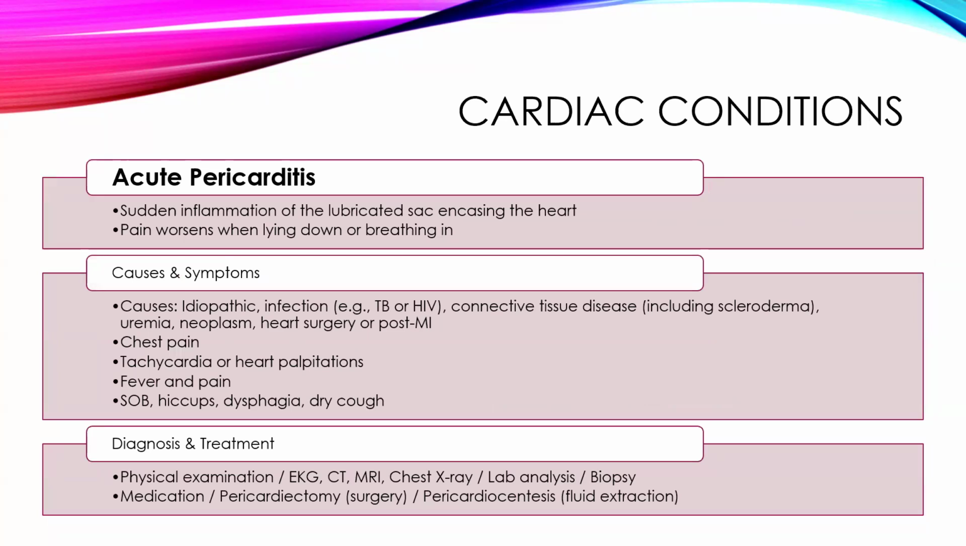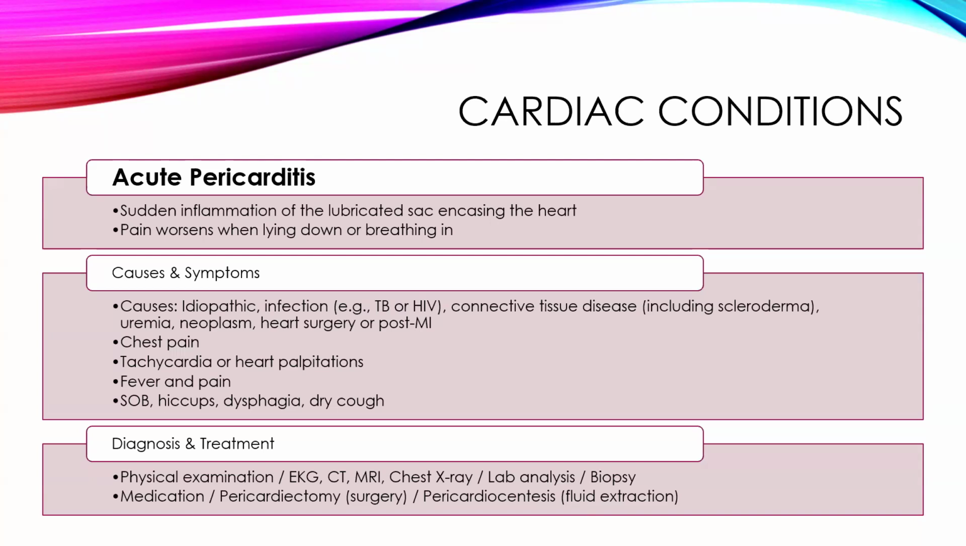Acute pericarditis is sudden inflammation of the lubricated sac that encases the heart. For someone with this condition, their pain is going to be worse if they're laying down or if they're breathing in. The causes and symptoms are listed on there. It can be idiopathic, it can be caused by infection, connective tissue diseases, and they're going to have some of the similar symptoms to what we were talking about for the last few conditions.